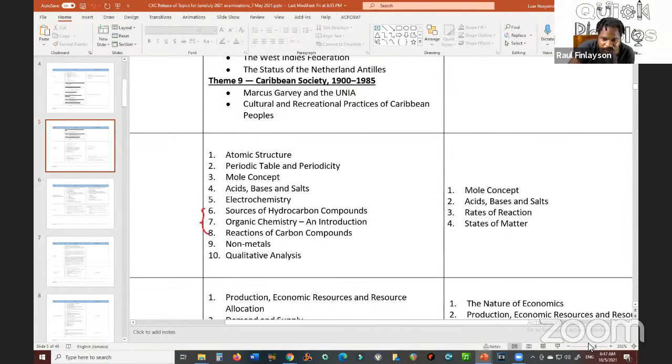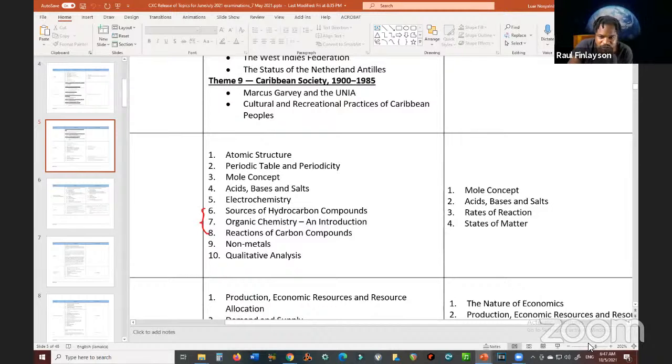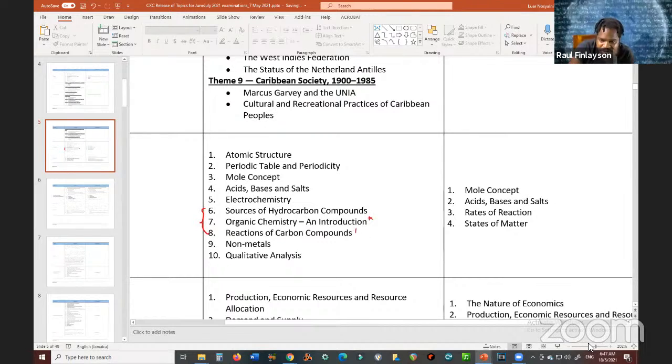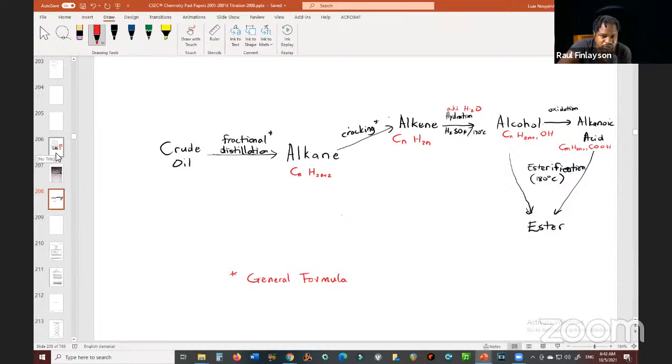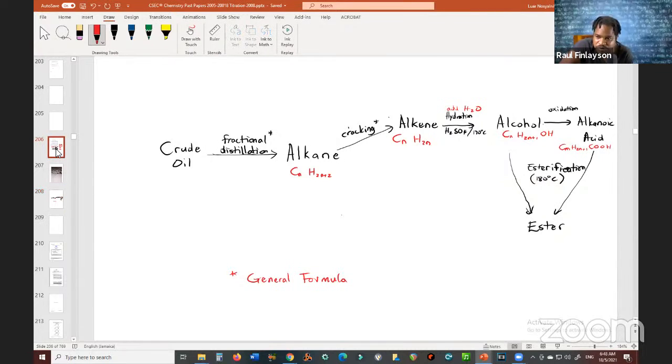Sources of hydrocarbons. We talked about the crude oil already. Organic chemistry and introduction. This is where we are, and the reactions of carbon compounds. That's where we are. So we're hitting this very hard because of that chart I showed you a while ago. They could ask you these reactions. These are where they would ask you a lot of questions. All right. So all we need to do here is go through the past papers and attack them one by one. And that's what we're doing.